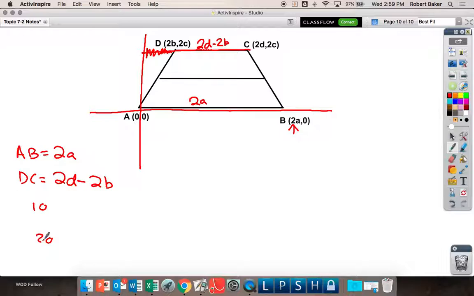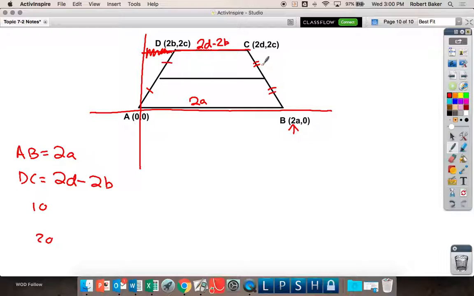Have we used the midpoint formula yet? No. How would the midpoint formula help us? It would make us find that. The midpoint formula, a median is created by connecting midpoints. So if I was able to find the coordinate location of this midpoint and the coordinate location of this midpoint, I would be able to find the distance between those two midpoints.